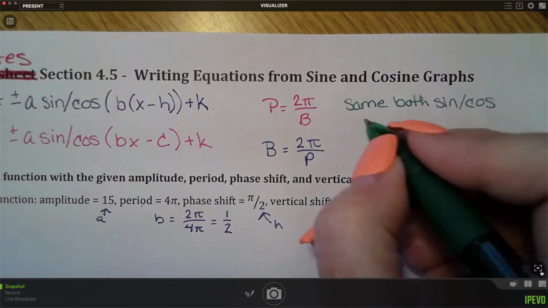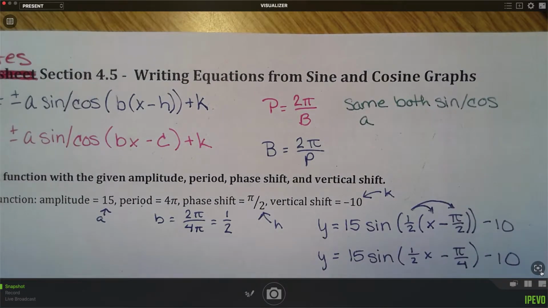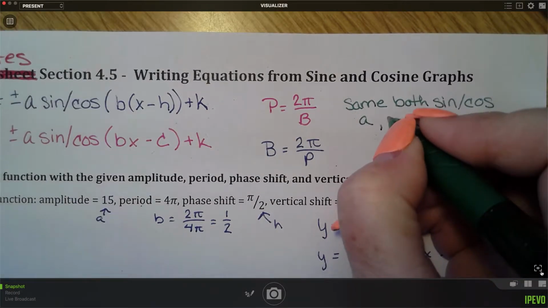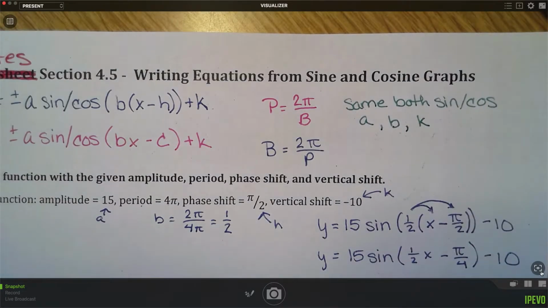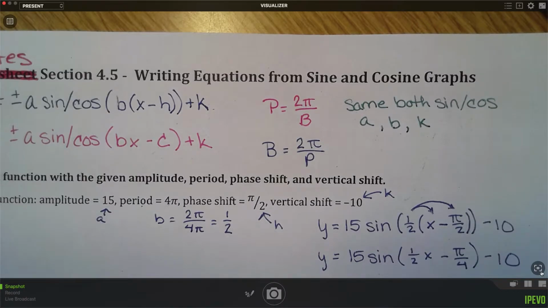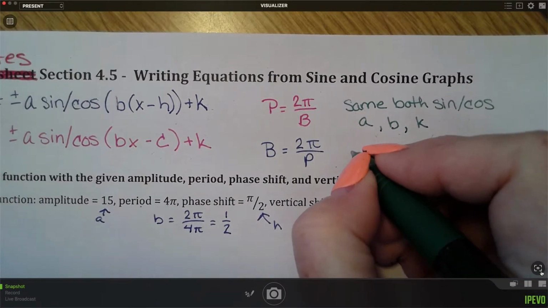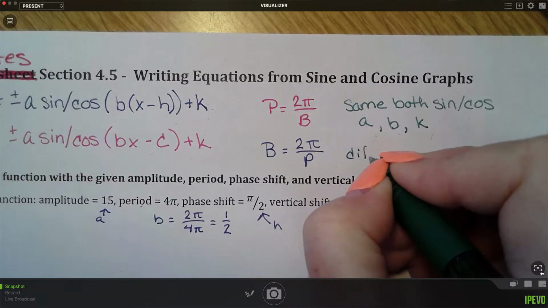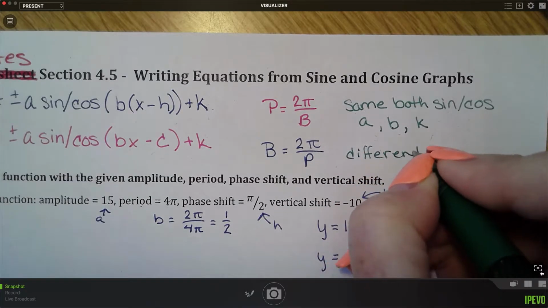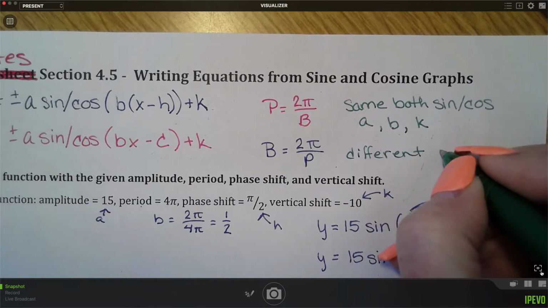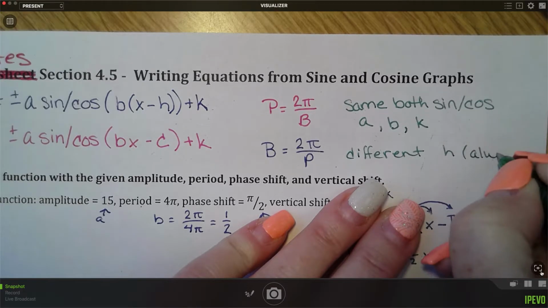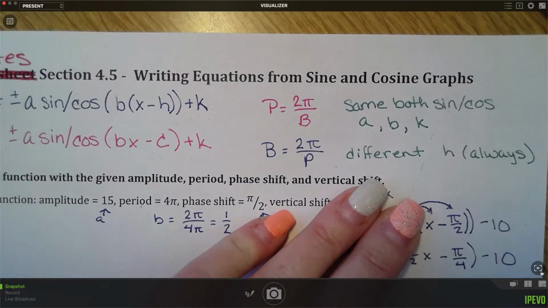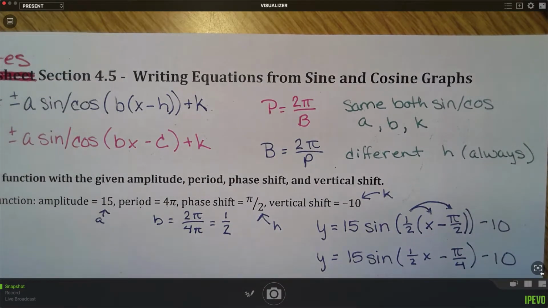Would be A, wouldn't it? Is A going to be the same? Yes. B and K. They will be the same for both every time. Different is going to be H, and that's an always. H will always be different between sine and cosine. Always. Because if it's not, it's the same curve, right?